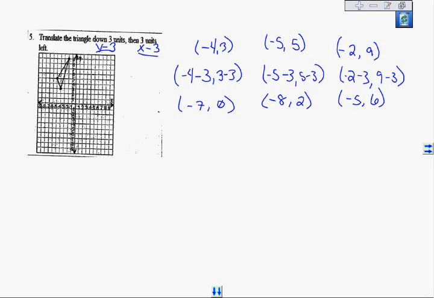And plot. Left 7, go nowhere. Left 8, up 2. Left 5, up 6. And plot my new coordinates. Right there, get my figure. That's your new figure.